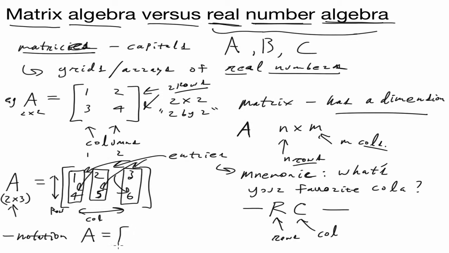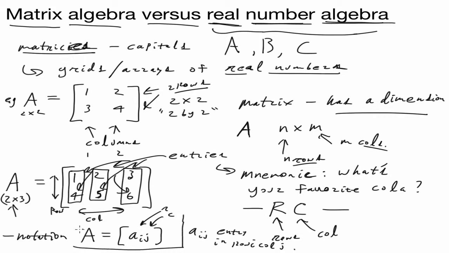So A we can actually write as Aij, where of course that is the RC column written there, and then Aij is the entry in row i and column j. Okay, and that's just a nice notation we'll use if we want to know what kind of things are inside of A.